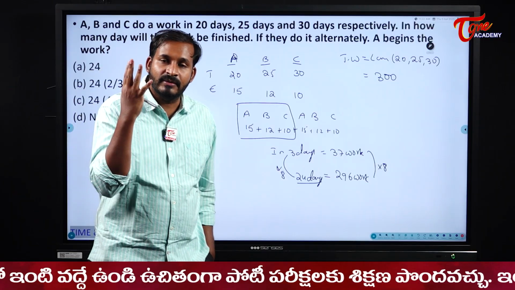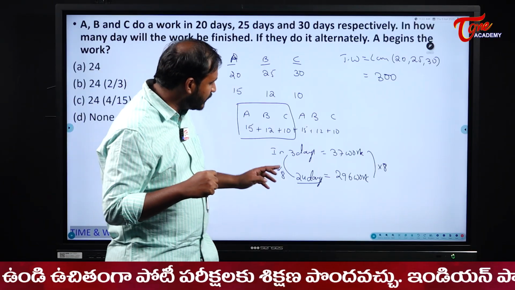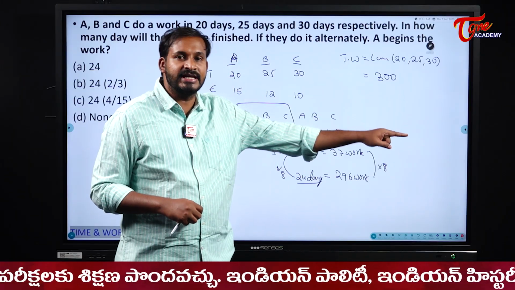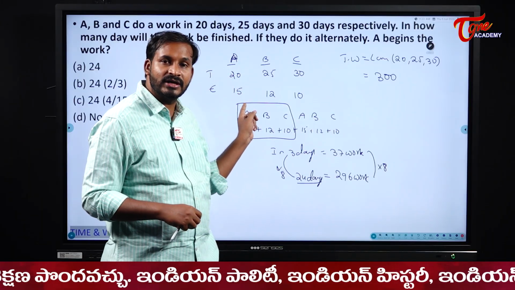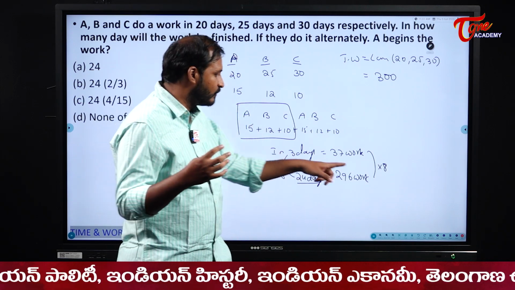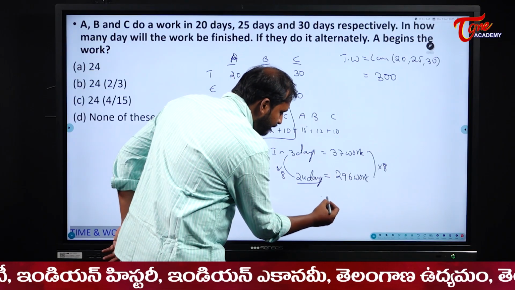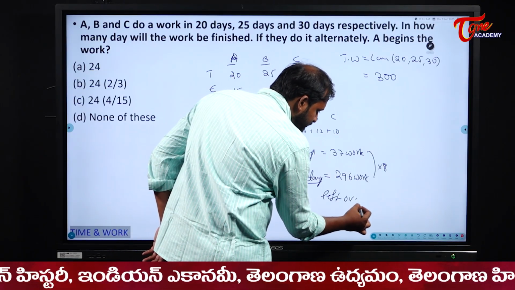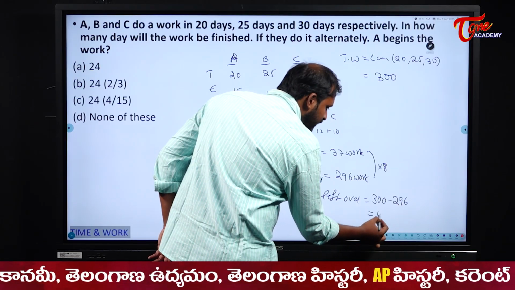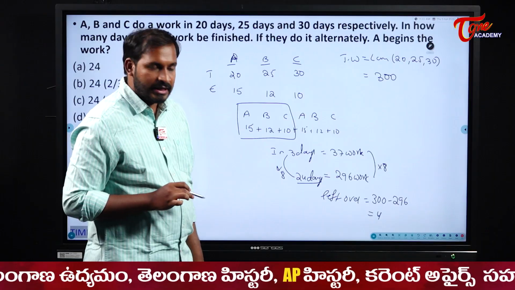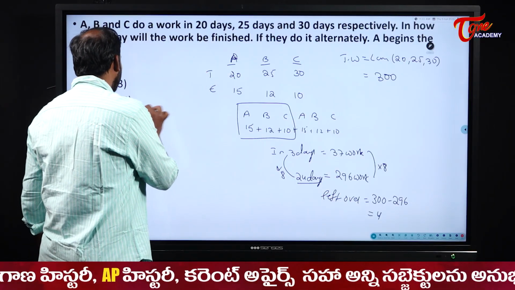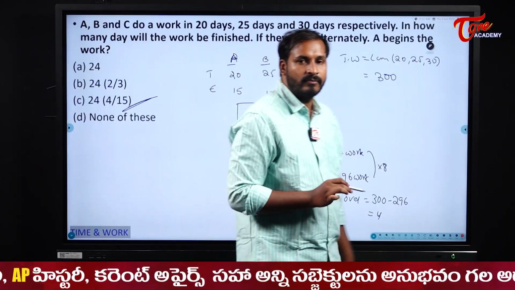What is the leftover work for me? 4 work. Now tell me, who is going to work on the 25th day? This one is completely finished, right? Once again A. In 1 day, how much work can he do? 15 work. But do we require 15 work here? No, we just require 4. Leftover is how much? 300 minus 296, 4 work. This 4 work should be done by whom? A. So that means 4 by 15. Directly you can say 4 by 15, and our answer will become 24 4 by 15.